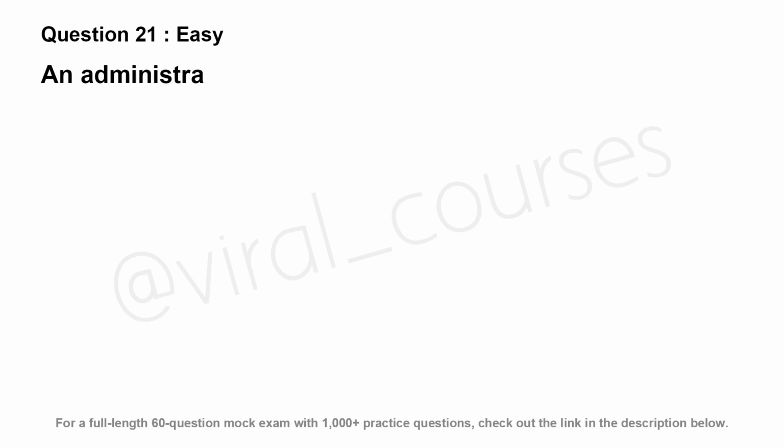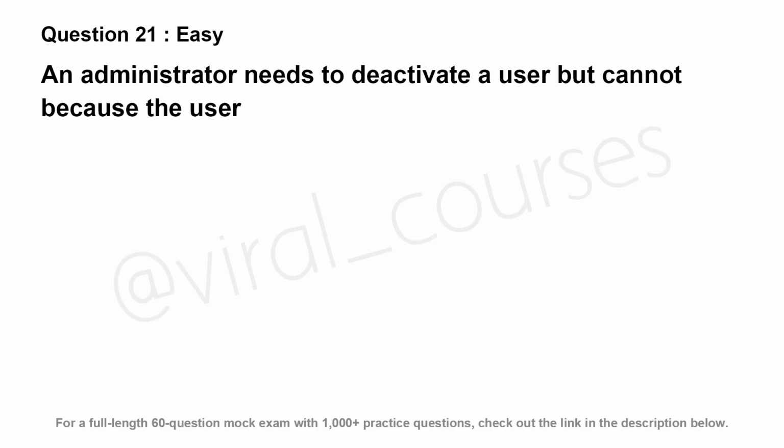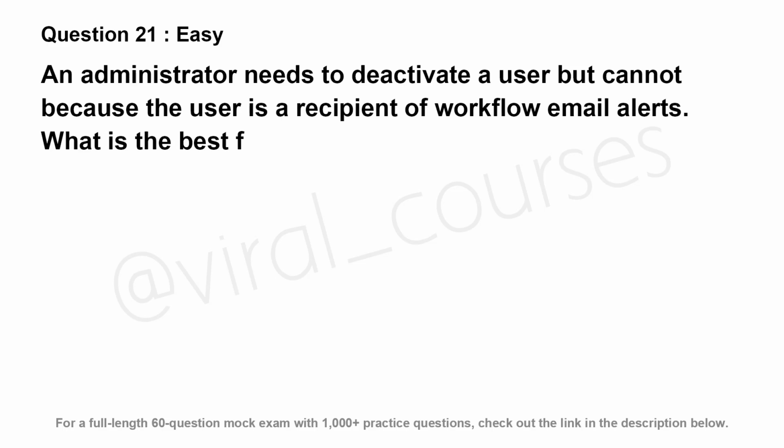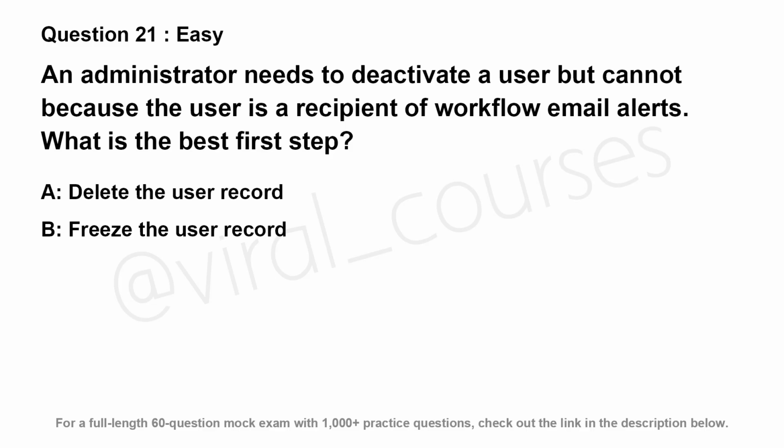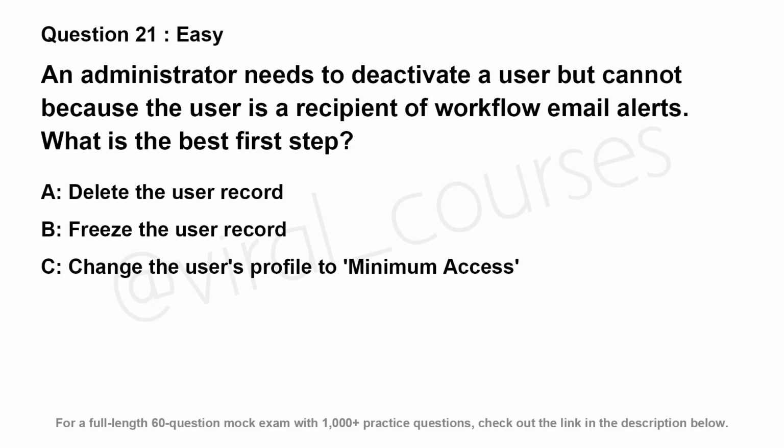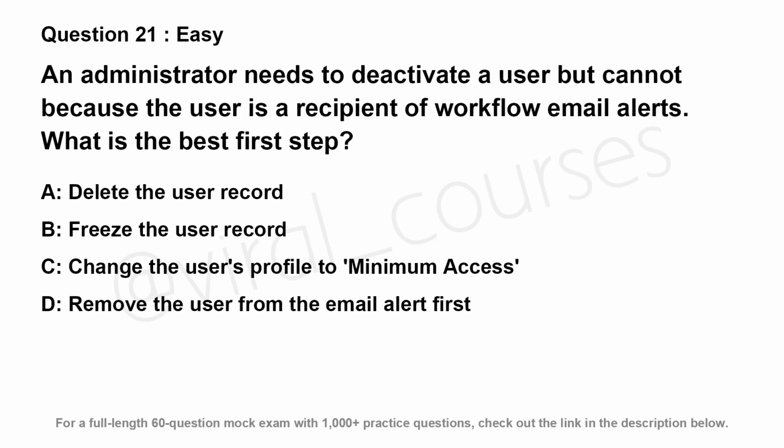An administrator needs to deactivate a user but cannot because the user is a recipient of workflow email alerts. What is the best first step? Option A. Delete the user record. Option B. Freeze the user record. Option C. Change the user's profile to minimum access. Option D. Remove the user from the email alert first.